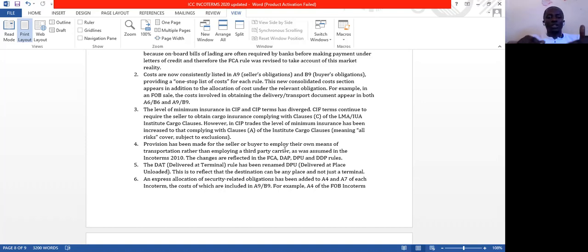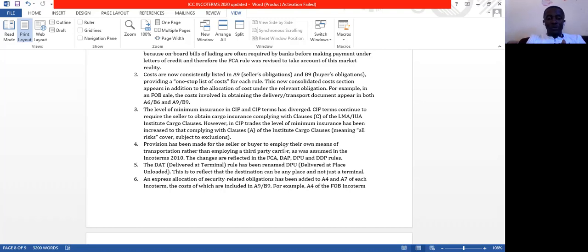It is now not called the DAP, but it's called the DPU, delivered at place unloaded. This also reflects that the destination can be any place and not just the terminal.